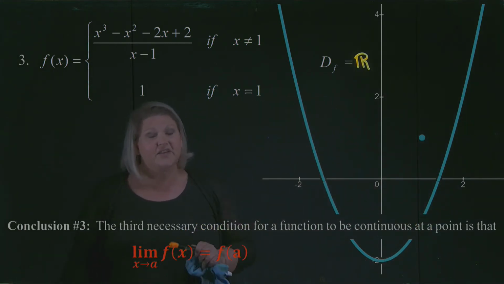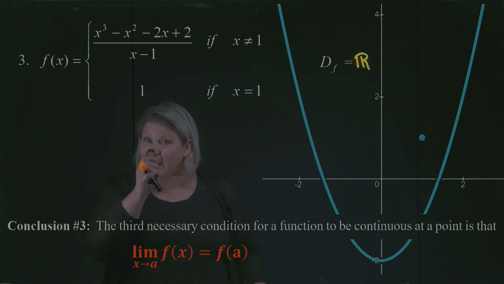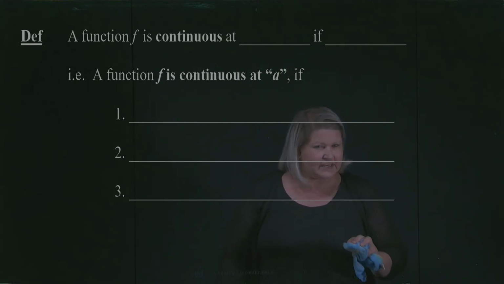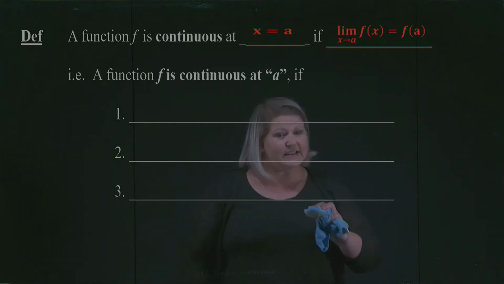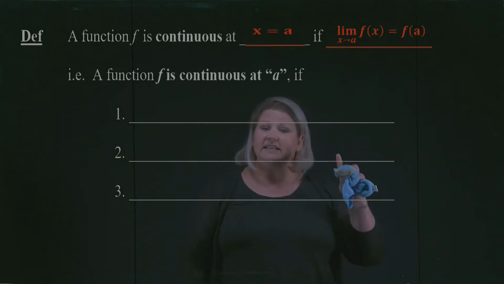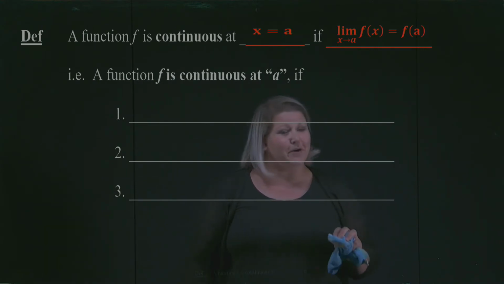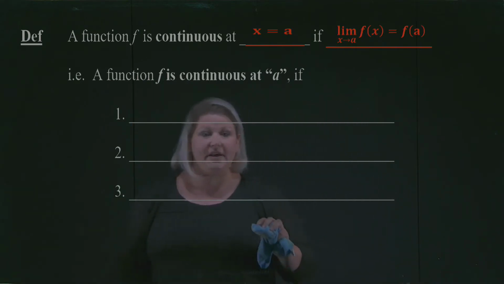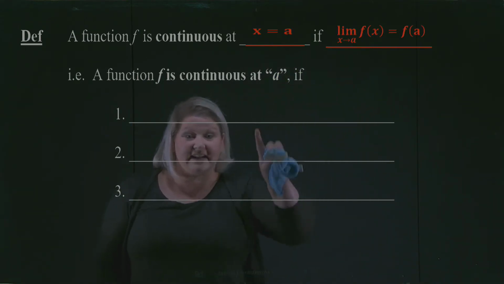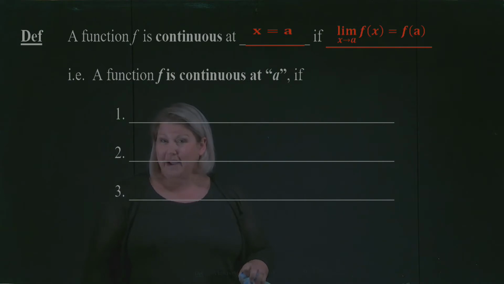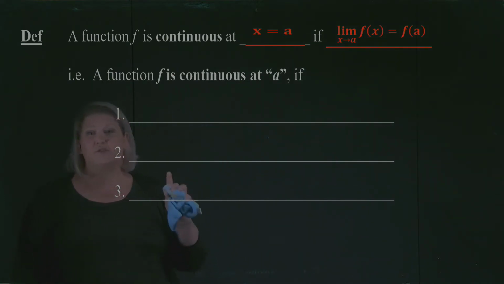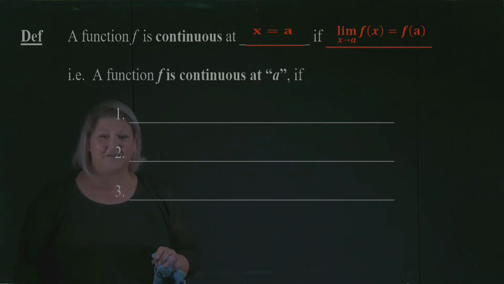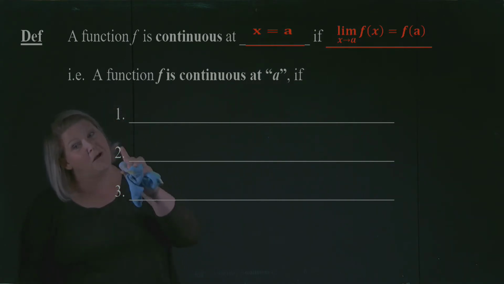So this gives us our definition for continuity, and we can look at it in three pieces. A function is continuous at x equals a as long as the limit of f of x as x approaches a is equal to f of a. All of this satisfies these three conditions. And by the way, these are the three conditions we need to show and prove every time we're demonstrating continuity. So make sure you show all three.